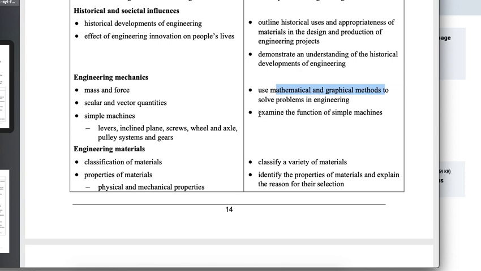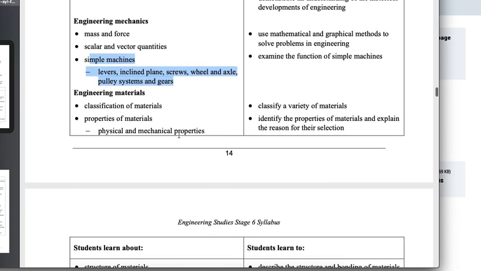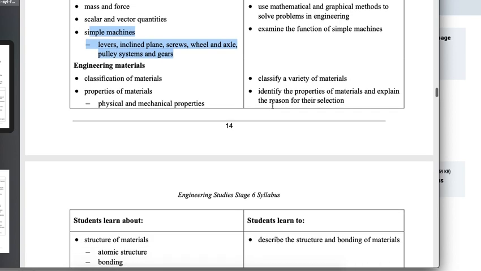Examine the function of simple machines. We've talked about simple machines a little bit, but we haven't gone into the depth and detail that I'd like, because we're really preparing for an exam. But we've watched videos and we've talked about those things. We'll come back and talk about that a little bit more in a second.